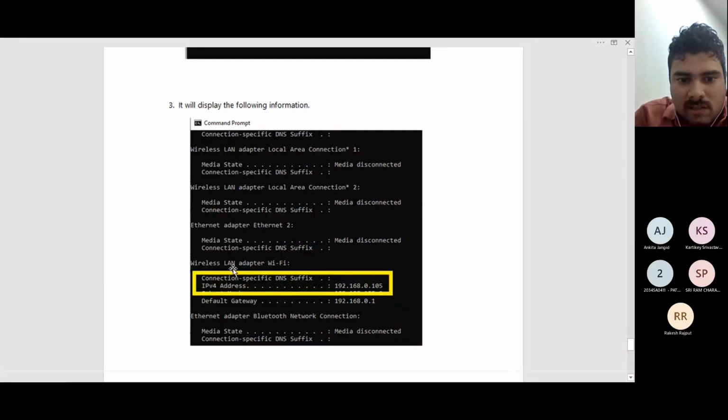192.168. So wireless LAN adapter is your Wi-Fi LAN on your laptop and desktop. And Ethernet adapter is your LAN NIC card. There are two different NICs. The first one is the LAN, the second one is wireless. So you have an IP on both. So the Wi-Fi IP is showing 192.168.0.105.